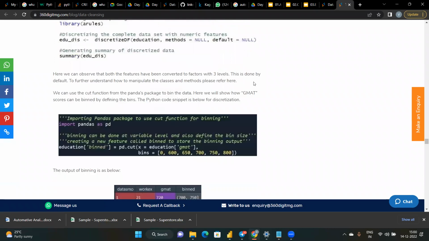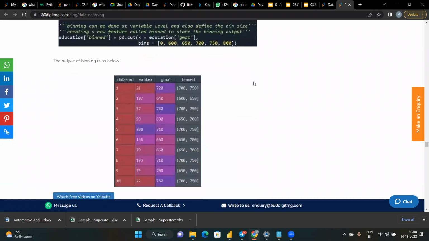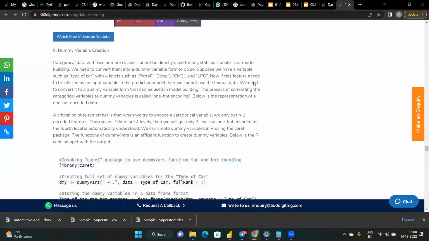Dummy variable creation. So what is dummy variable creation? Categorical data with two or more classes cannot be directly used for any statistical analysis or model building. We have variables such as type of car. We have different types of cars, right? When I say cars, we have petrol, diesel, CNG, and LPG. Now these features need to be utilized as input variables of a prediction model. So dummy variable creation is needed because categorical data with two or more classes cannot be directly used for any statistical analysis.